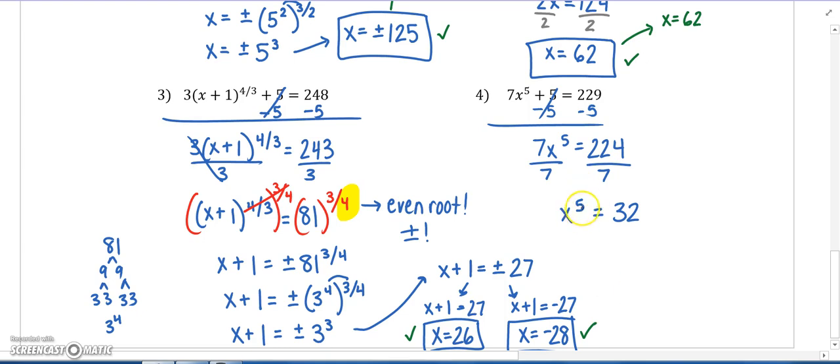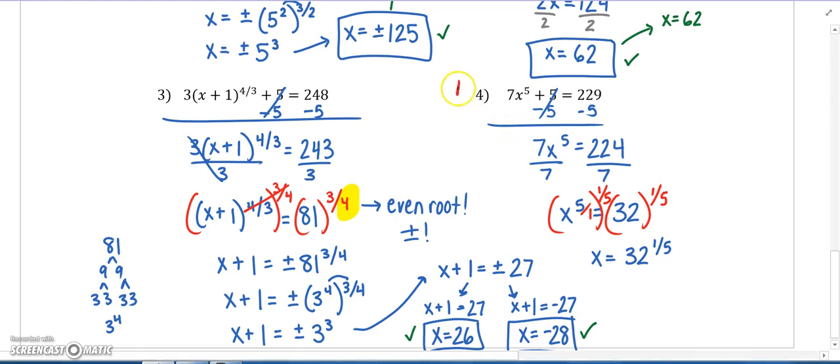Now, this is not a fraction as our exponent, but remember, we can always rewrite that as 5 over 1. So if I want to raise it to the reciprocal, it would just end up being 1 over 5. Okay, so we would end up with just x equals 32 to the 1/5.